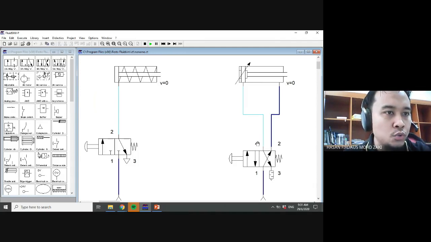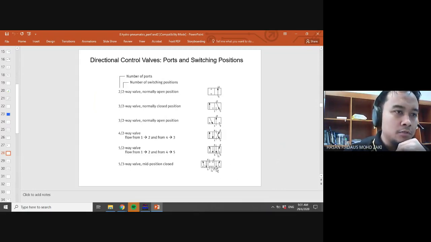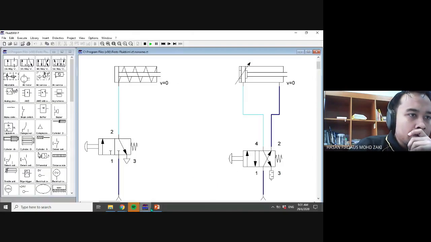So you can choose either 4/2 or 5/2. If you see here, 4 or 5, because these two have the two ports at the top, you can connect to the cylinder, the double acting cylinder. Can we use this for a double acting cylinder? Yes, because you have two ports at the top, which are port 2 and port 4.